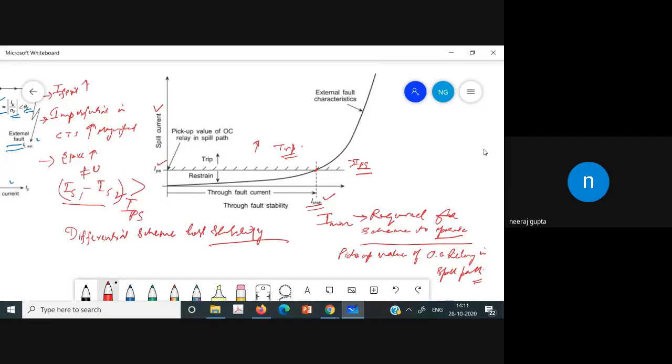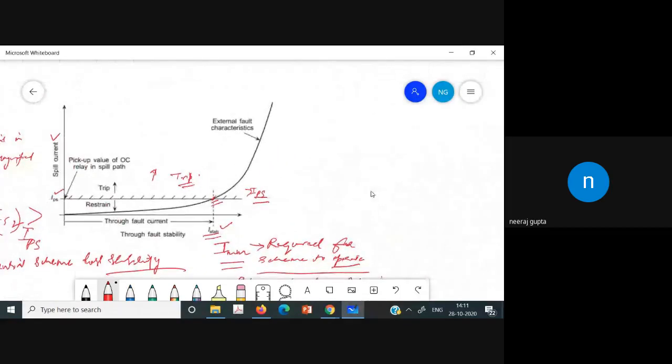To quantify the spread between this minimum current at which the relay will operate, and the maximum through fault current beyond which it operates, we define a term which is known as the stability ratio.